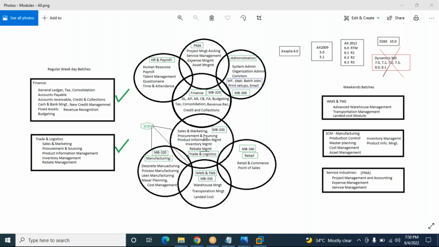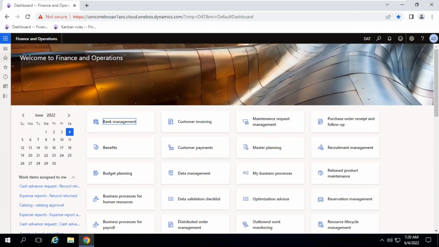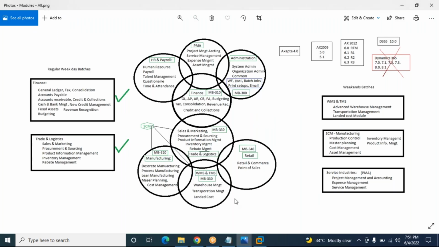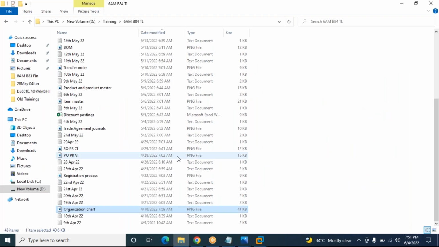One more thing I want to know: exactly what the duties of a functional consultant are, how the role will be, and how he needs to do things. We want to know exactly the job description. For that, I cannot cover it now, but give me a minute.